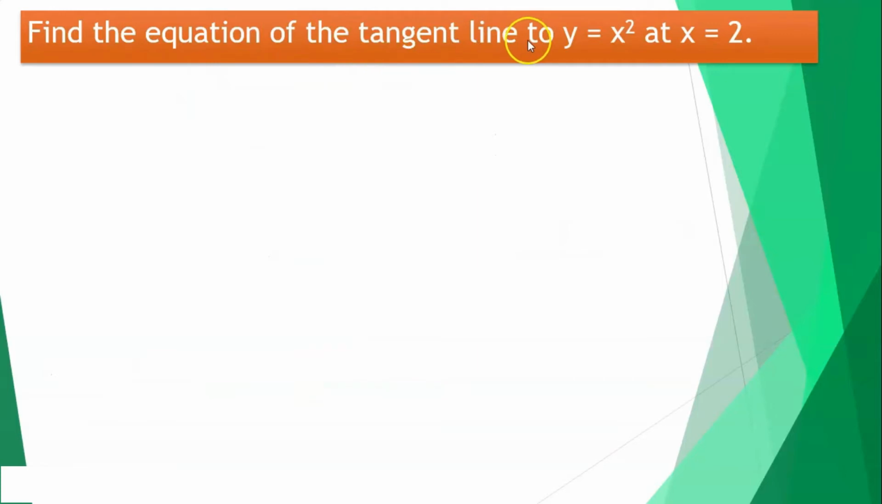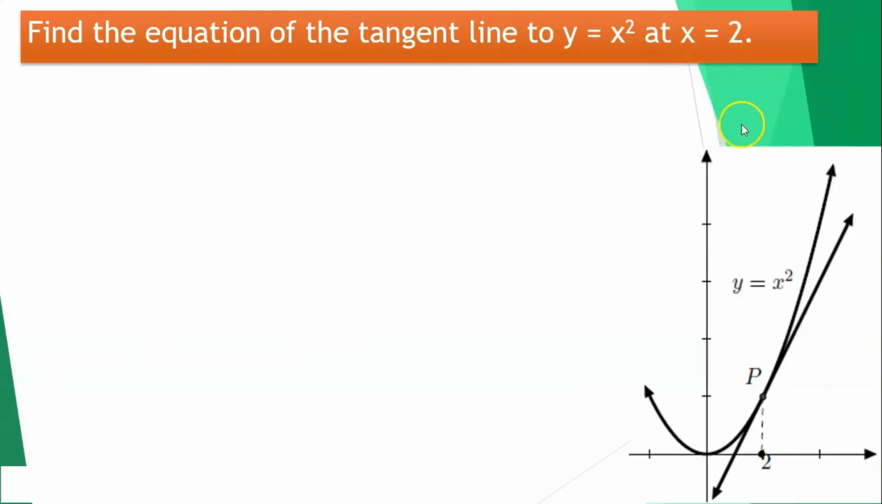Find the equation of the tangent line to y equals x squared at x equals 2. Now graphing this, y equals x squared, this is our graph. It's a parabola that opens upward. At x equals 2, that's where the point of tangency is. So this one here, this is our tangent line.